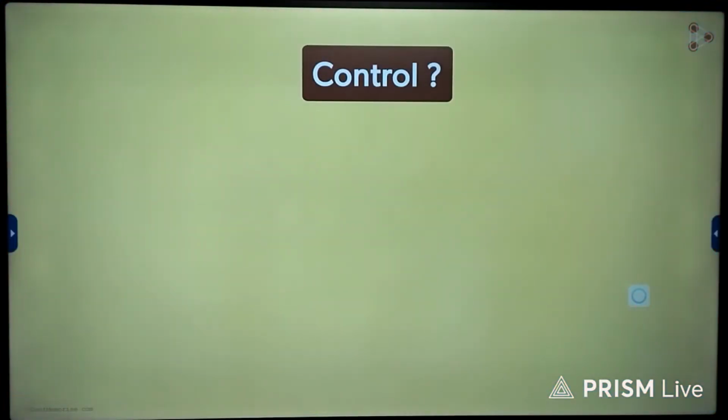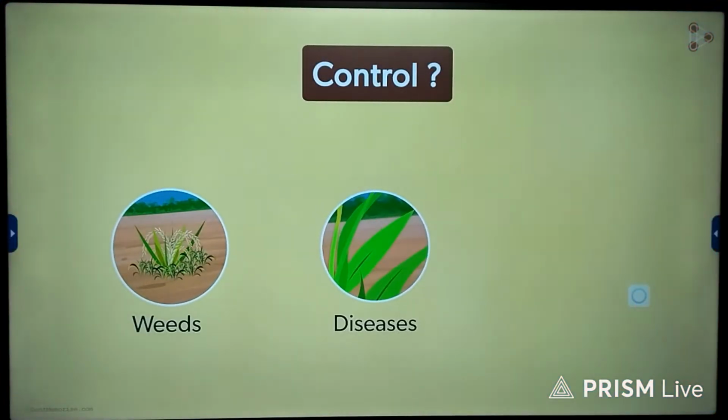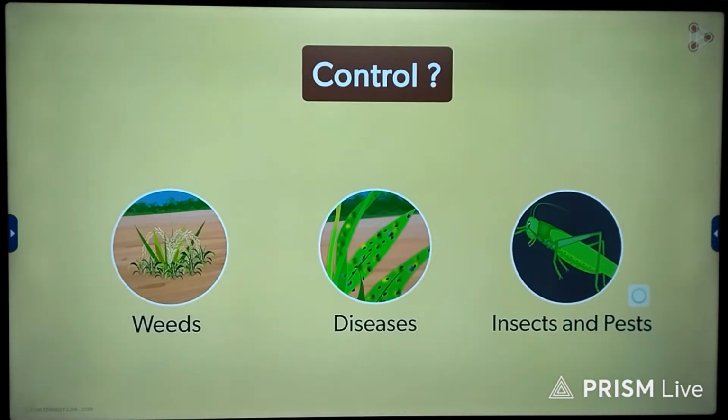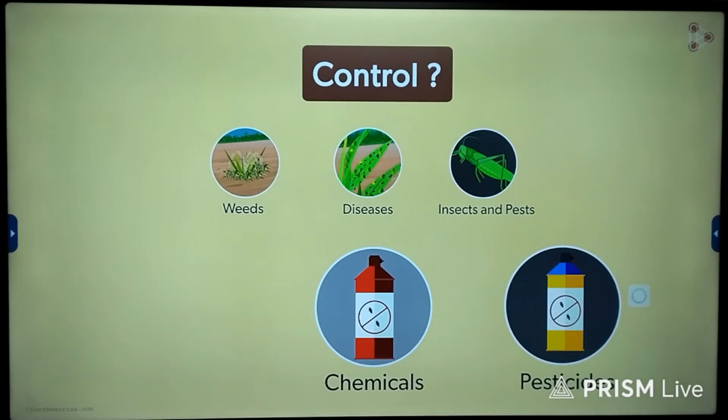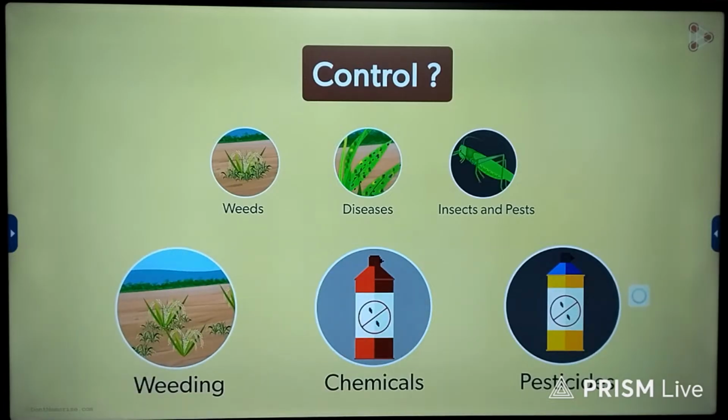Can all of these be controlled? Is there any way in which these threats could be contained? Well, I'm sure you're quite familiar with a few of them. For example, the pesticides and the herbicides do keep away a few insects and pests. We can also spray chemicals that selectively affect the unwanted plants and kill them. However, farmers also resort to mechanical removal of weeds. This process is commonly referred to as the weeding process.